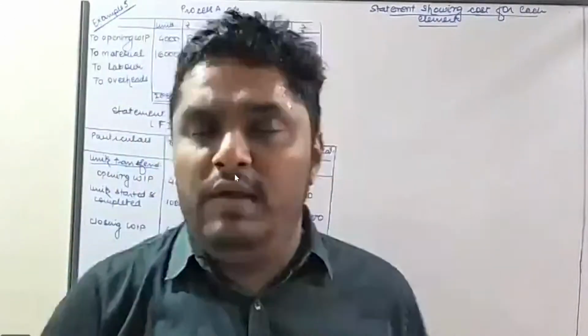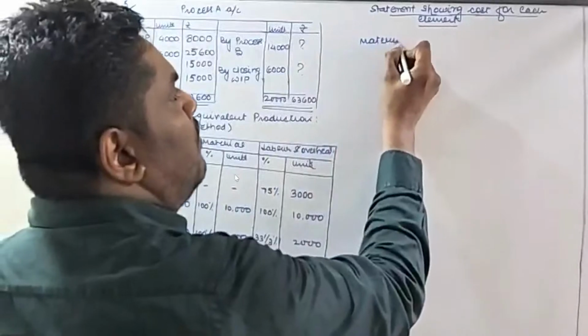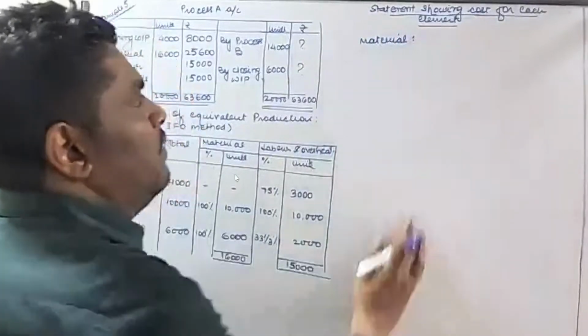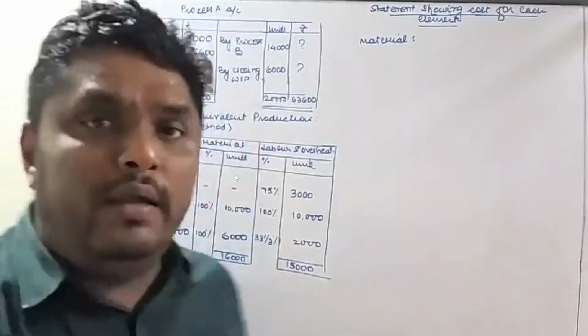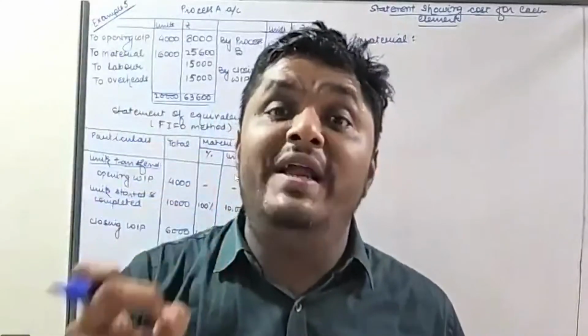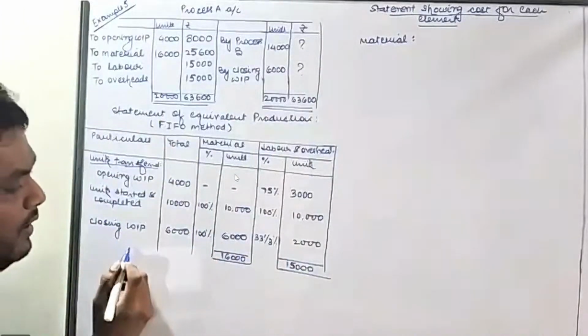So now let's calculate the cost per unit. Let's start with material first. Now see, this statement represents what? The work that is completed during the year. Again, I repeat, this statement represents what?